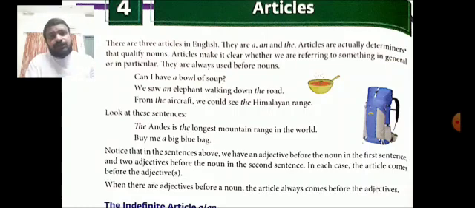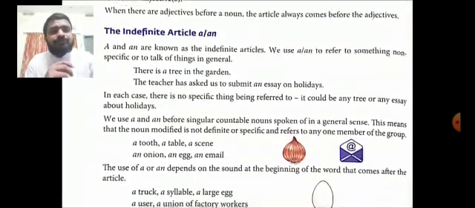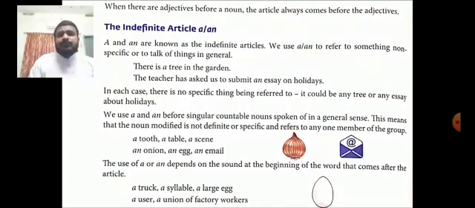And as you know, there are two kinds of articles. One is the indefinite article, and the second one is the definite article. First we are going to see about the indefinite articles. They are a and an. Let us see further. Now a and an are known as the indefinite articles, as you know.